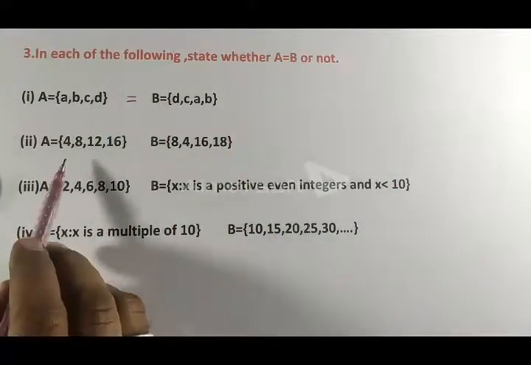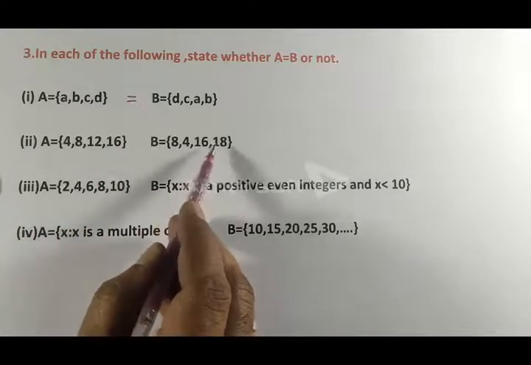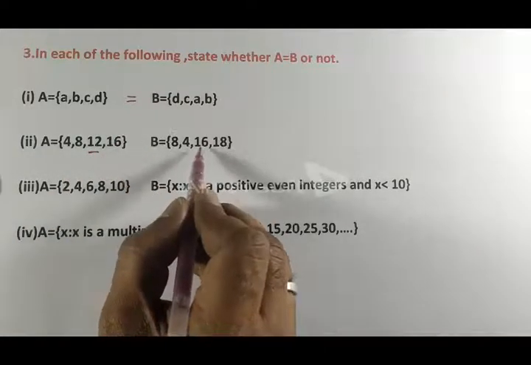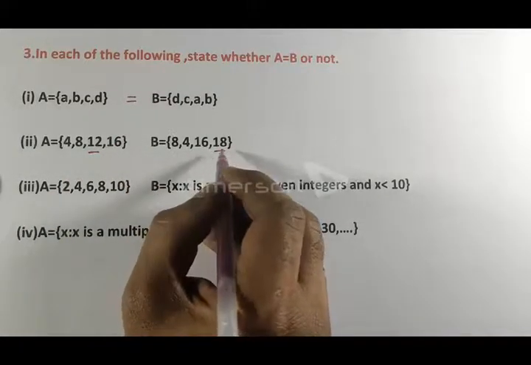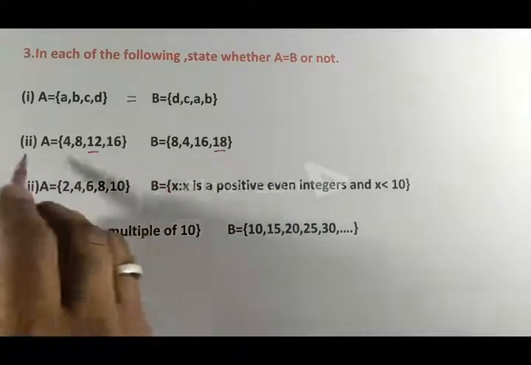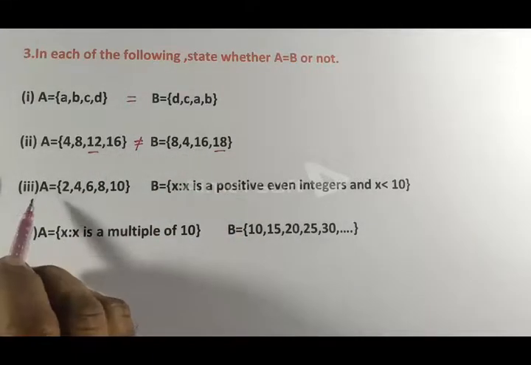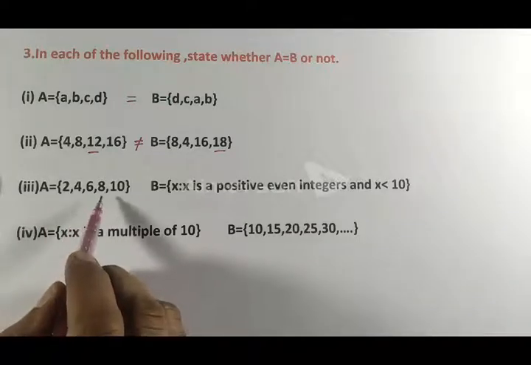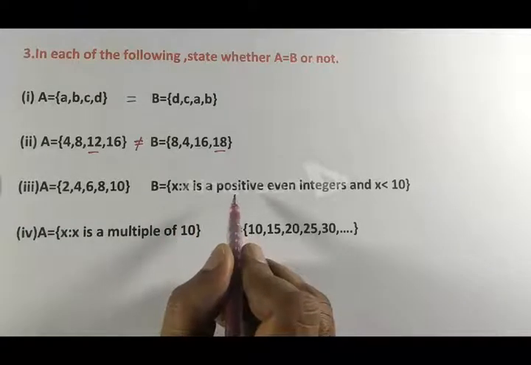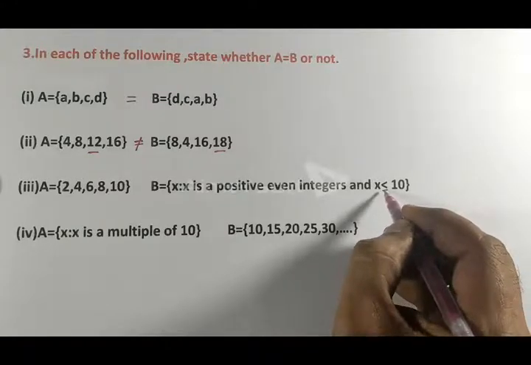Second bit, A is equal to {4, 8, 12, 16}, B is equal to {8, 4, 16, 18}. We can see that the element 12 is not present in the set B, and the element 18 from B is not present in the set A. So we can say that A is not equal to B. Third bit, A is equal to {2, 4, 6, 8, 10}. B is equal to {x such that x is a positive even integer and x is less than or equal to 10}.